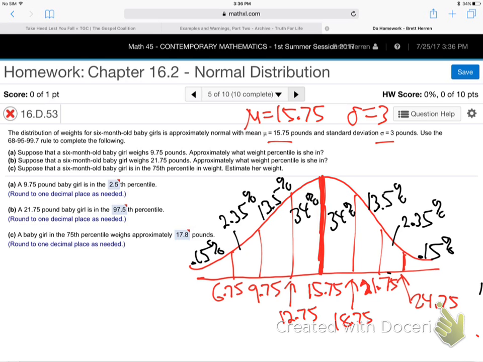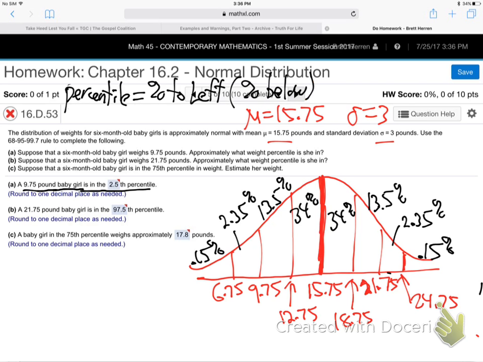Okay, now here come their questions. A 9.75 pound baby girl is in the what percentile? How did I come up with that? 2.5th percentile. Do you remember what percentile means? Let me write it up here. Percentile means percentage to the left, or percent below. So you want to remember, percentile is not exactly percentage, it's percent below. It's percent to the left. So that's what percentile means.